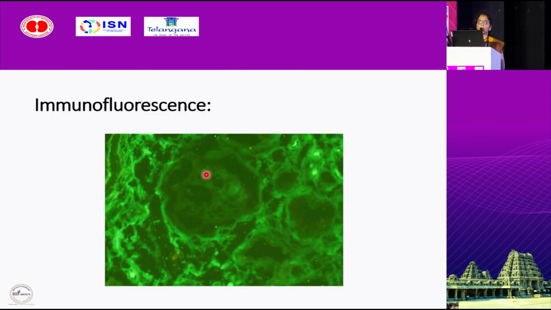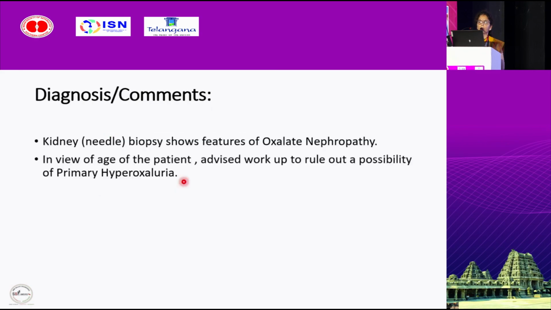Immunofluorescence was negative. So it was given as kidney needle biopsy shows features of oxalate nephropathy. In view of the age of the patient, the advice was workup to rule out a possibility of primary hyperoxaluria.